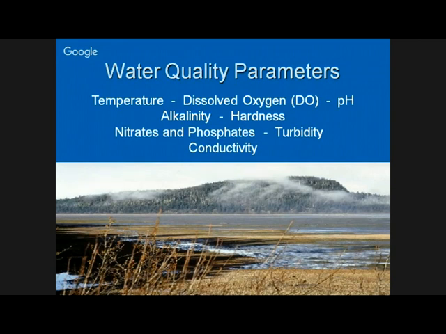Water quality parameters. Basically there are very few parameters: temperature, DO, pH, alkalinity, hardness, nitrates, phosphates. These are the basic parameters to assess the quality of water. So I will go through them one by one. What is the importance of these parameters?